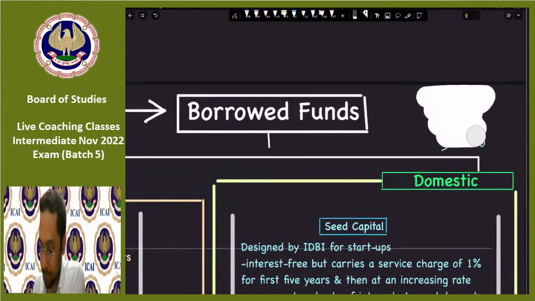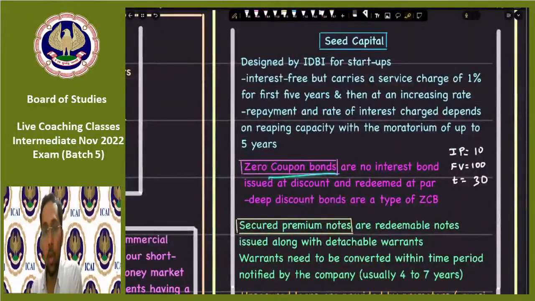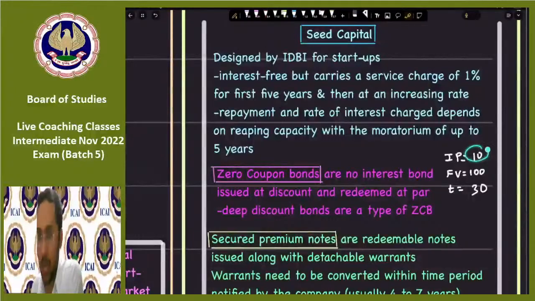Okay. Now what happens in a zero coupon bond is you don't pay any interest at all during that time period, and you issue at a discount and redeem at par. For example, you issue a debenture or bond at 10 rupees with a face value of 100. So you issue it at 10 and redeem it back at 100 rupees.